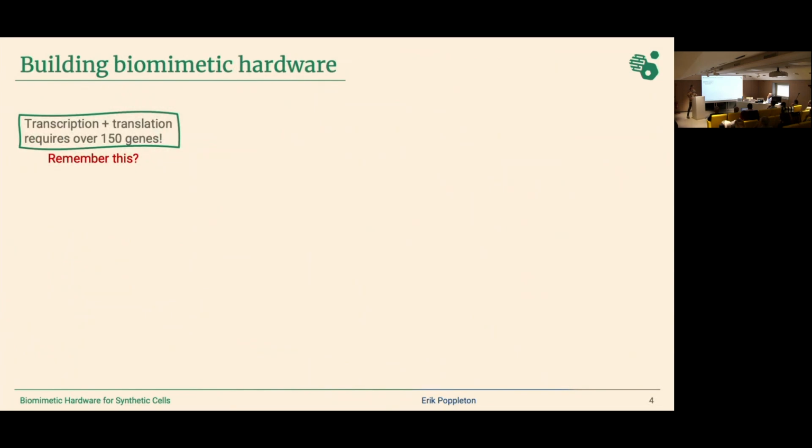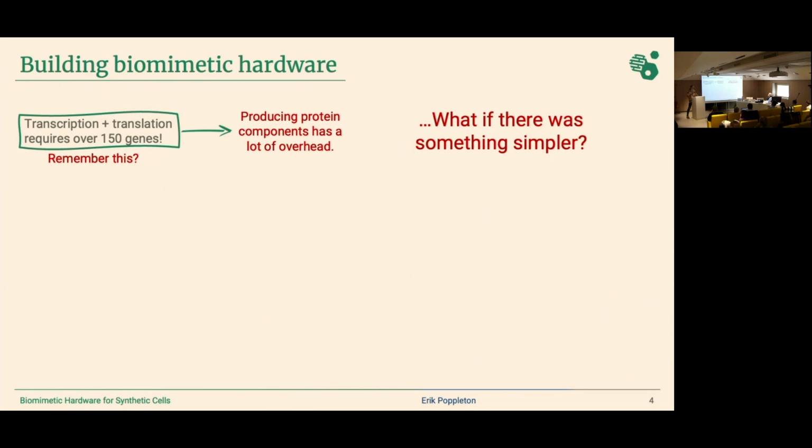So remember what I said before. It took over 150 genes to build up a minimal transcription and translation system, which means that producing protein components is something that requires a ton of overhead. There's a ton of basic components that you have to have in your system before you can have something that looks like life as we know it today. And as we saw in the last talk, everything that we know comes from LUCA. It all uses this same underlying machinery of ribosomes and the whole central dogma. And so what if we could do something that was a little bit simpler, that didn't have this overhead?